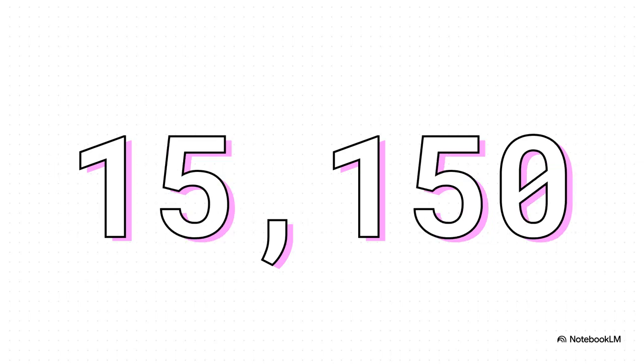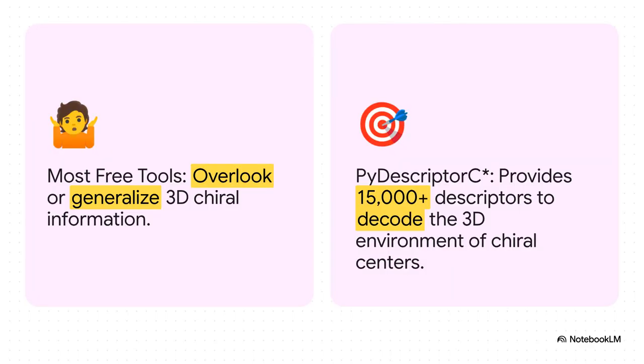But here's the magic number. Out of that huge amount of data, more than 15,000 of those descriptors are what we call chirality aware. These are brand new calculations specifically designed to describe the unique 3D space around that handed center, the exact thing that other tools just miss. And this, right here, is why it's a total game changer. Most of the free tools out there, they either ignore this information or they just kind of lump it all together. PyDescriptorC is the first tool of its kind that gives us this incredibly rich, specific vocabulary to describe a molecule's handedness. It lets our AI models finally tell the difference between the cure and the poison.